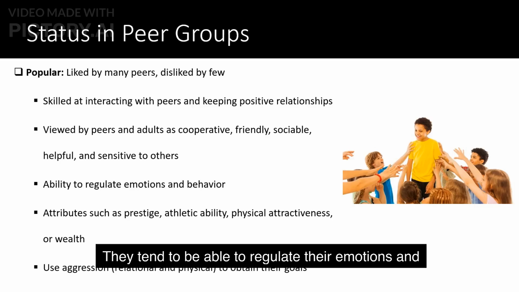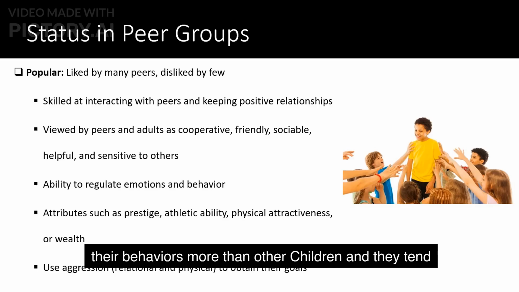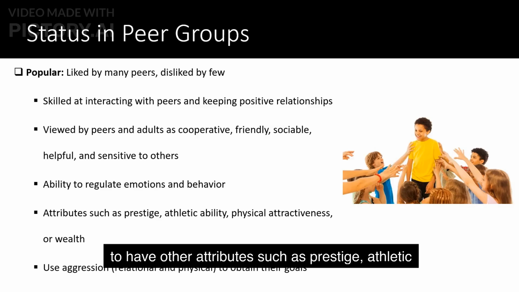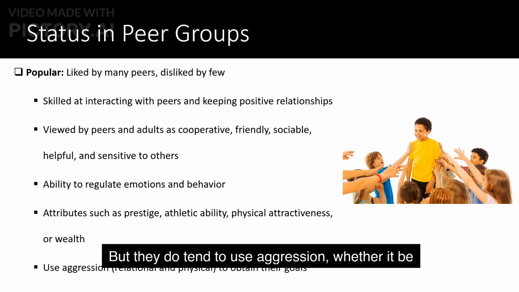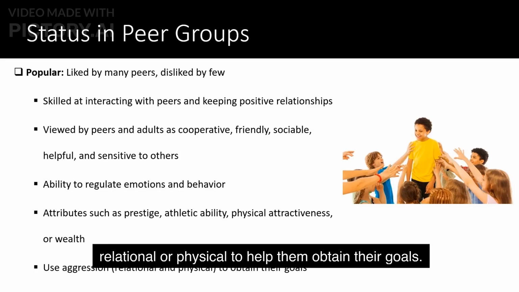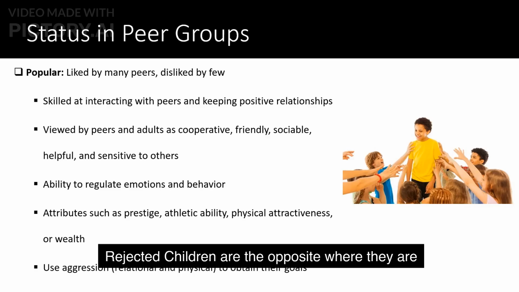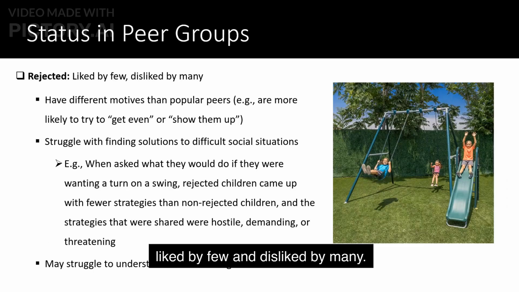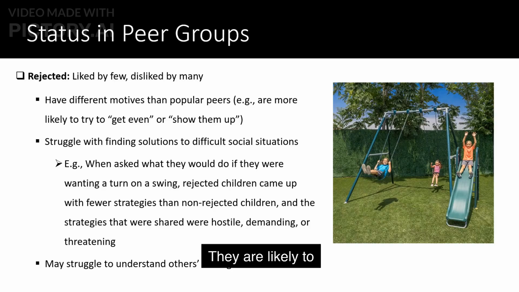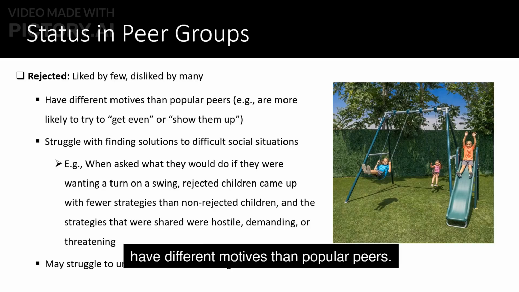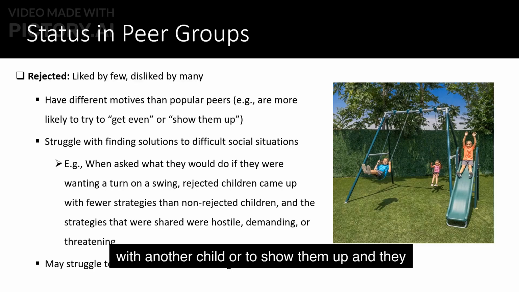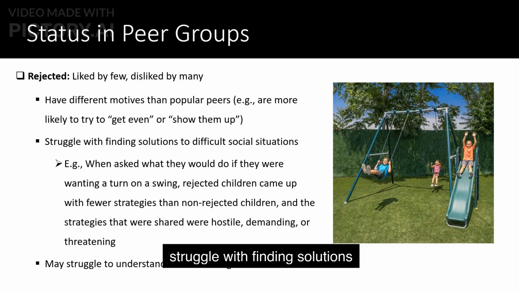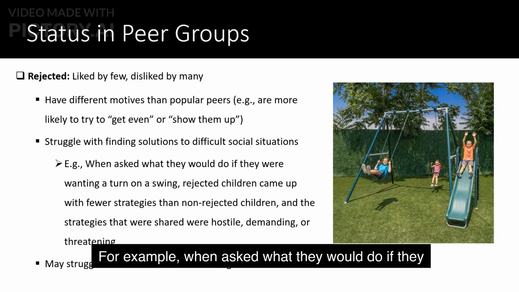They tend to be able to regulate their emotions and their behaviors more than other children. And they tend to have other attributes such as prestige, athletic ability, physical attractiveness, or wealth. But they do tend to use aggression, whether it be relational or physical, to help them obtain their goals. Rejected children are the opposite, where they are liked by few and disliked by many. They are likely to have different motives than popular peers. For example, they are more likely to try to get even with another child or to show them up. And they struggle with finding solutions to difficult social situations.